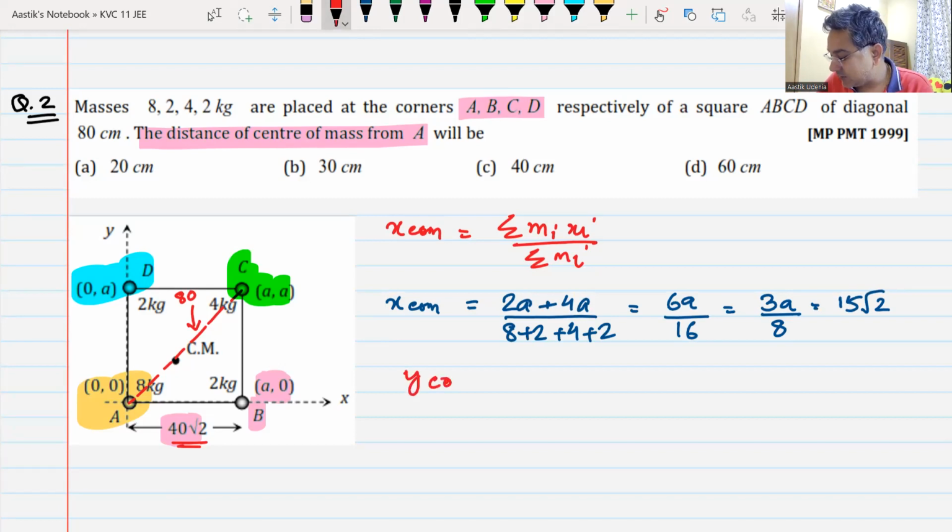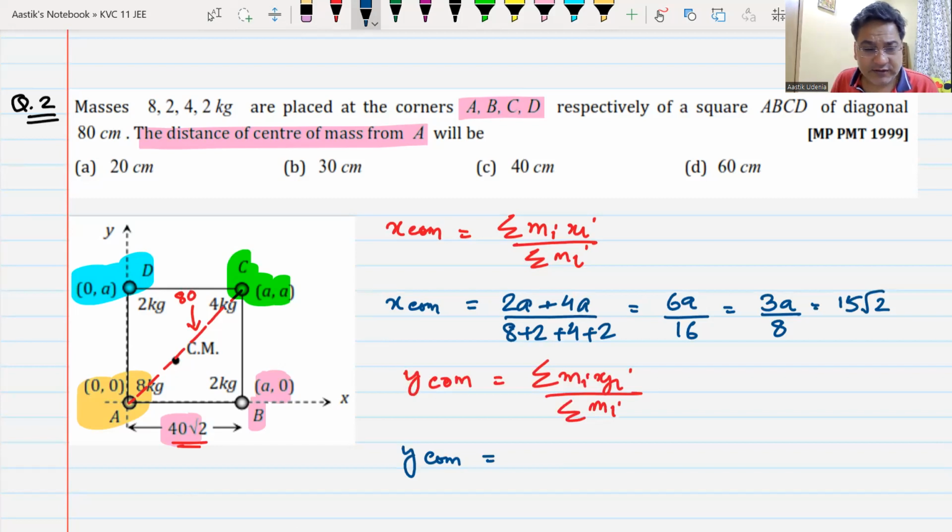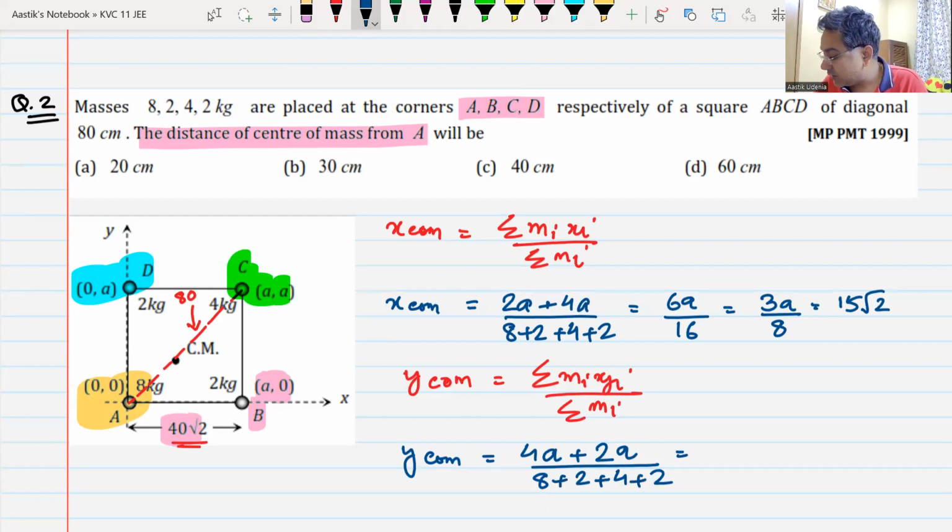Then we find on similar lines the y position of center of mass. It is nothing but summation of mi yi divided by summation of mi. The first body is at the origin, so don't have to worry about it. I will start from body B. Body B, also the y coordinate is 0, so don't need to worry. Body C, the mass is 4 kg, the y coordinate is also A. For body D, y coordinate is A and the mass is 2, divided by 8 plus 2 plus 4 plus 2. Again, I get the same answer, 3a by 8. So I get it as 15 root 2. X and y coordinates are 15 root 2.